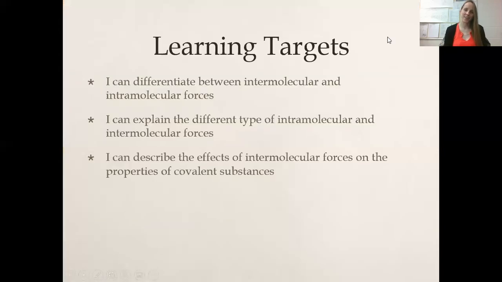So in this lesson on molecular forces, we're going to go over the difference between intermolecular forces and intramolecular forces, which we did already touch on briefly earlier in this unit. Then we're going to go over the different types of intramolecular and intermolecular forces, and you do need to be able to identify what type of forces are present in a molecule given nothing but its name or formula, which means that you will, once again, need to know the shapes of these different molecules. And then you also need to know the effects of these intermolecular forces on the properties of covalent or molecular substances.